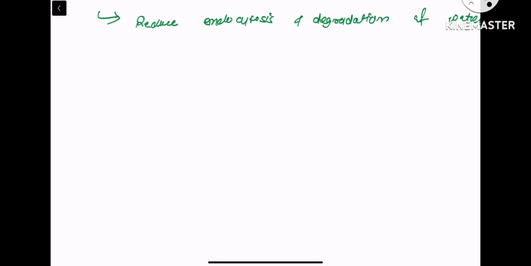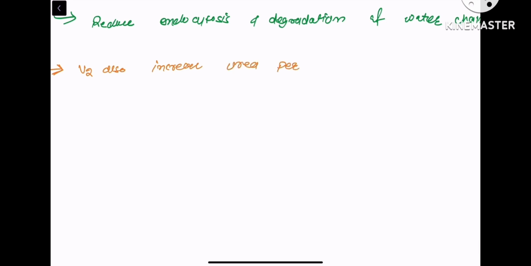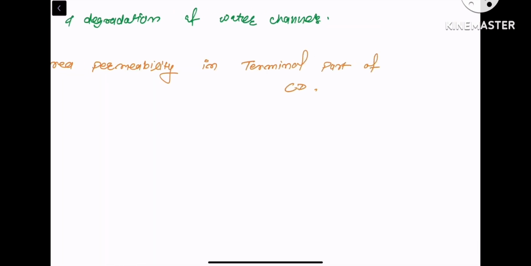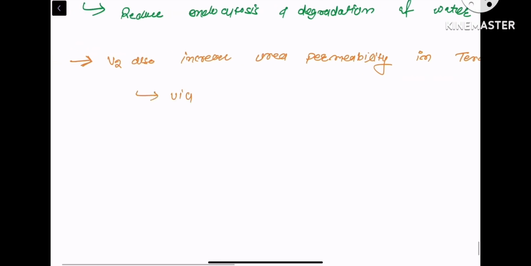Then, in high concentration, the V2 receptor also increases urea permeability in the terminal part of the collecting duct, and the transporter absorbing the urea will be urea transporter 1.